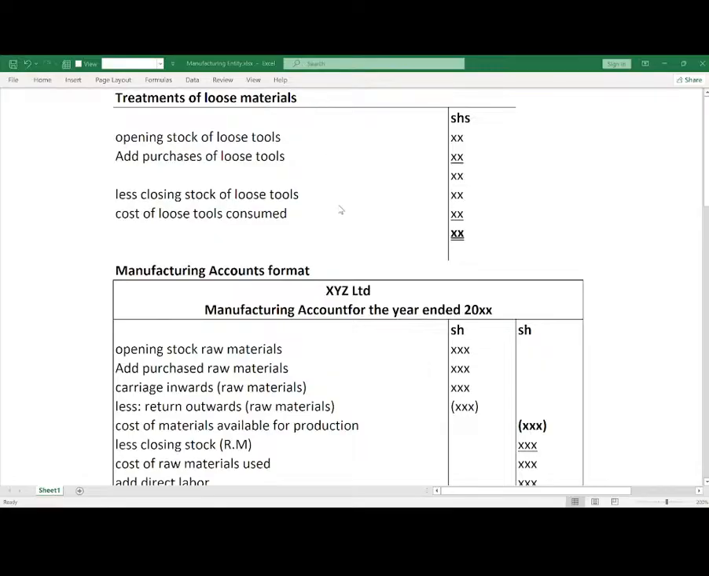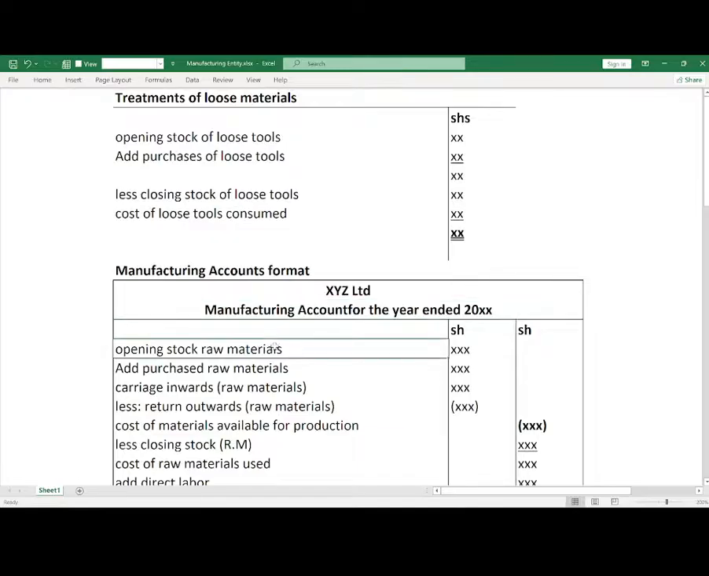And let's continue. We now have the manufacturing account. I'd like us to look at the format for the manufacturing account as I have discussed above. We start with the title. We can name it XYZ Limited Manufacturing Account for the year ended 2020, or 2021, whichever is the year.